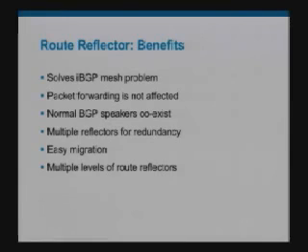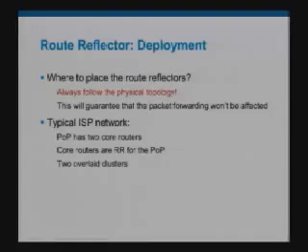So, the route reflector solves the IBGP mesh scaling issues, doesn't touch packet forwarding, it's only a way of distributing prefixes around the backbone. Normal BGP speakers coexist. If your implementation doesn't support route reflectors, well, A, I think that's pretty serious, and B, it's only the ones that need to know how to handle the route reflector clients that really matter. It's very, very easy to migrate to these. Where you want to place them, try and follow the physical topology.